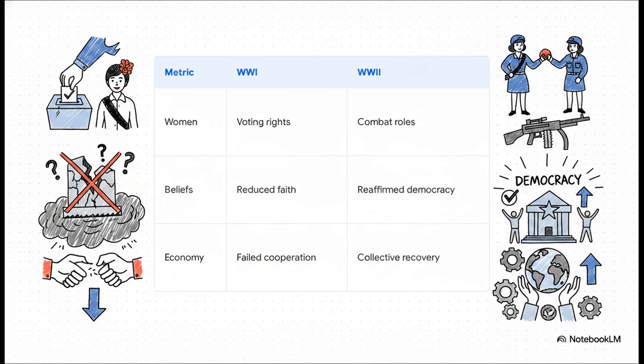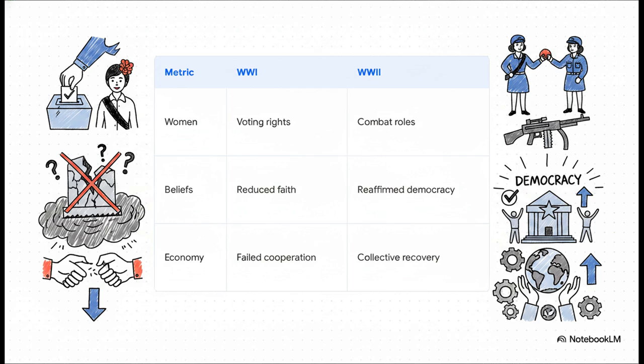And this massive geopolitical earthquake was totally mirrored in everyday society. After the First World War, the status of women saw some improvements, like gaining voting rights. But WWII elevated this so much further, as women stepped into active combat and heavy industry roles, literally becoming pilots and machine gunners. It's also super interesting to look at belief systems. The trauma of WWI actually reduced global faith in democracy, but the horrific, undeniable realities of totalitarianism exposed during WWII actually reaffirmed the world's faith in democracy and freedom.